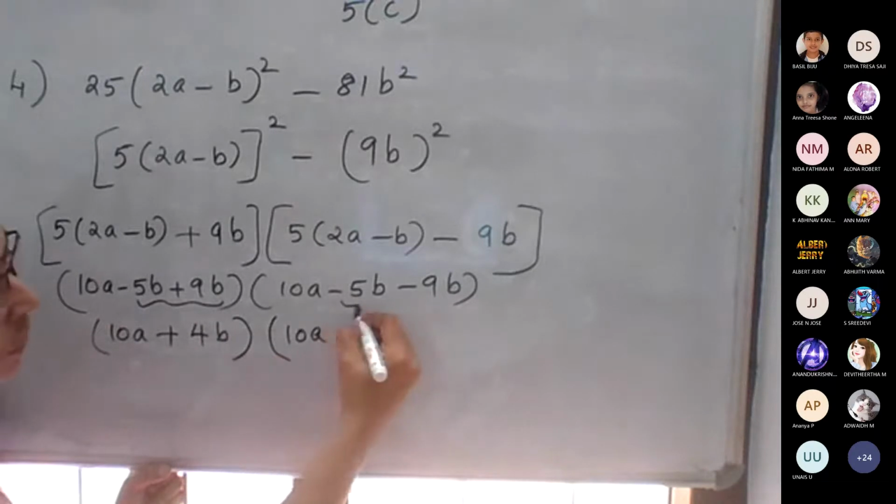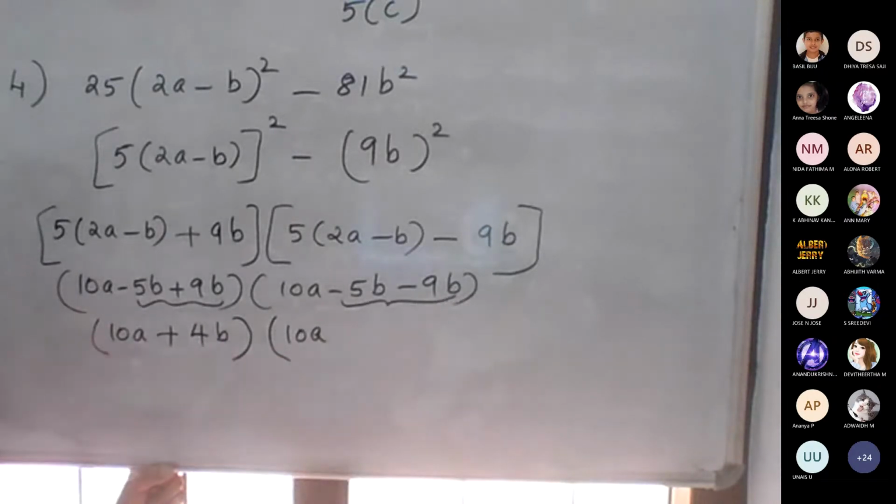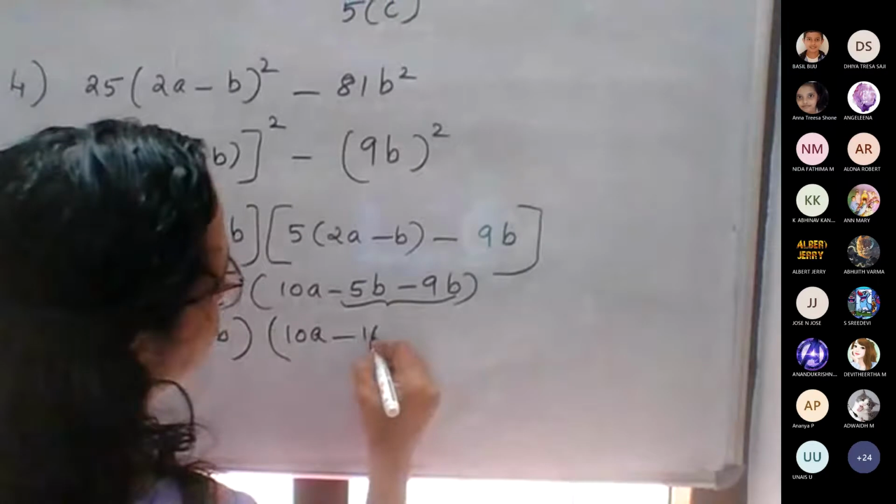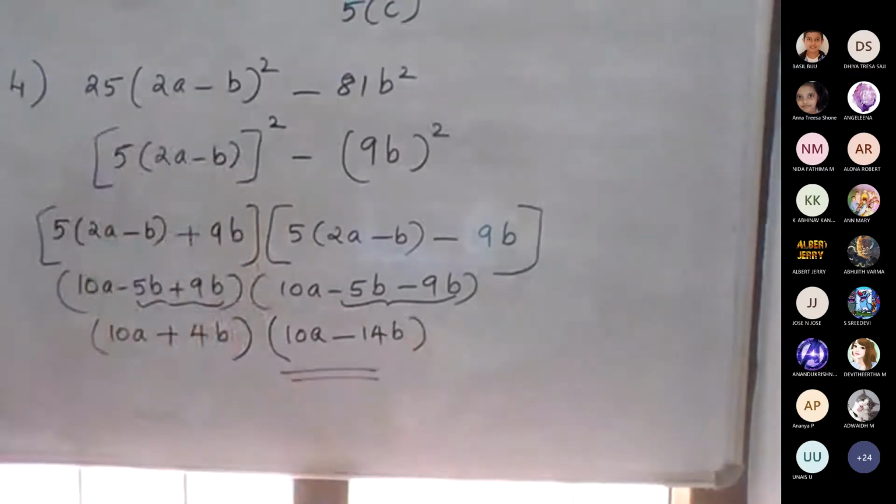Then 10a, negative 5b and negative 9b gives minus 14b. Negative 14b. So that is the answer. Minus 14b.